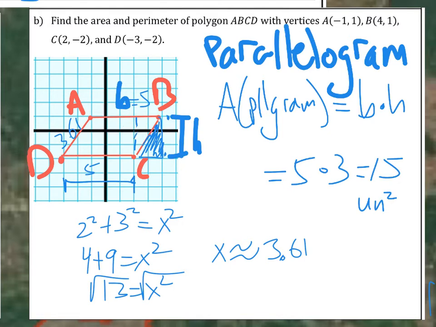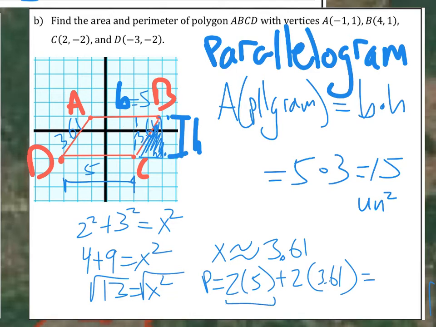So we've got 3.61. So now to find the perimeter, which is just the distance around, we're going to add up 2 of the 5s plus 2 of the 3.61s. And 3.61 double, that's going to be 7.22 plus 10. This is 10, right? So that's going to be 17.22. And that's units. We don't know if they're inches or feet or what.